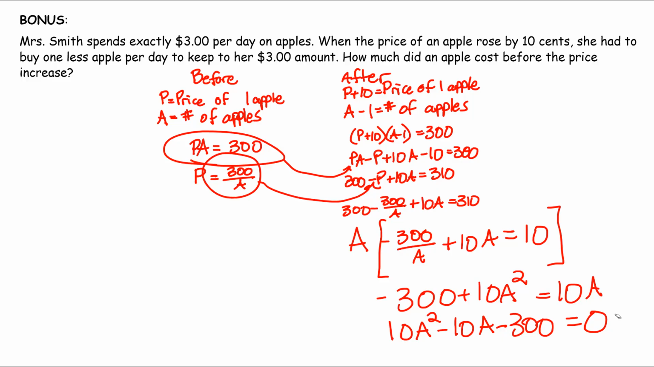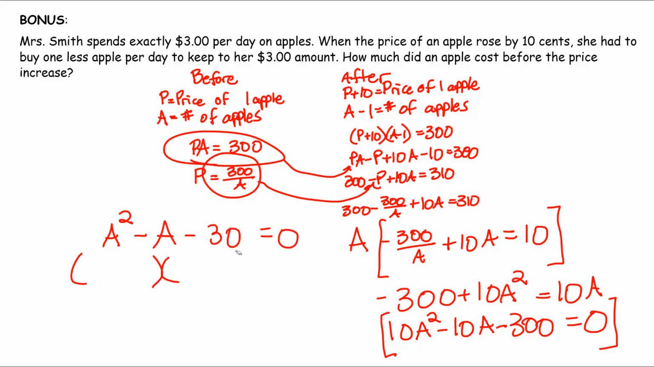And the last thing I'm going to do before I solve this is I'm going to divide everything by 10. 10A squared divided by 10 is A squared. And then 10A divided by 10 is A. And 300 divided by 10 is 30. And that's supposed to equal 0.